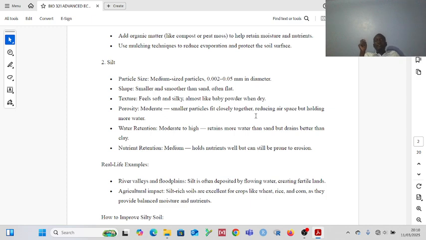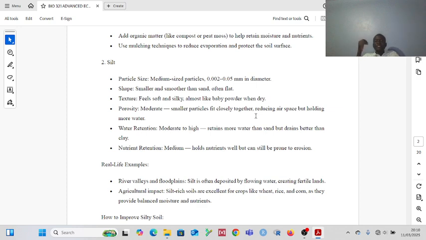Silt is often deposited by flowing water. So in river valleys, water will have deposited silt there because the water is flowing down a river. In flood plains, like the Kano plains, that's where you find silt has been deposited by the water which was flowing through those plains. The excellent crops for silt-rich soils include wheat, rice and maize.